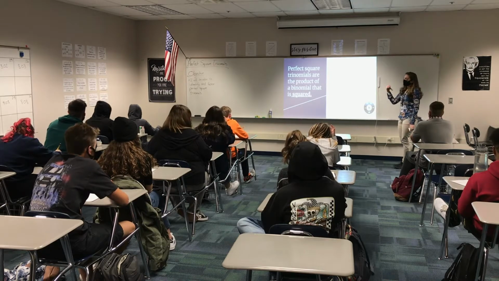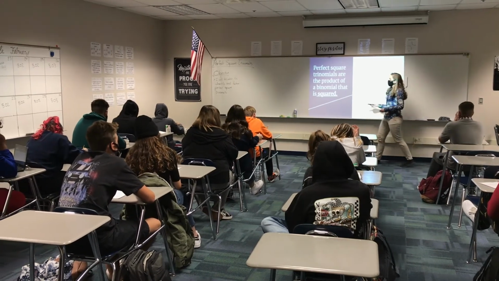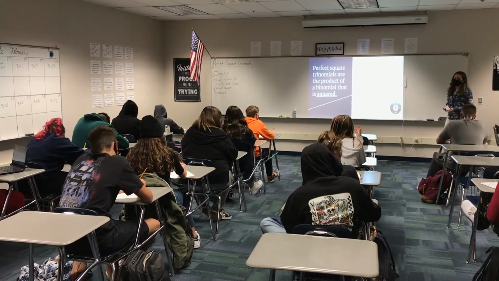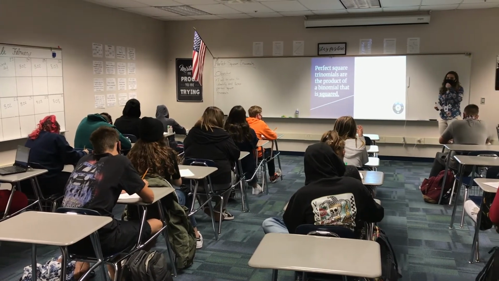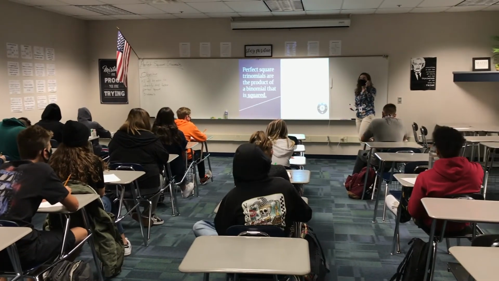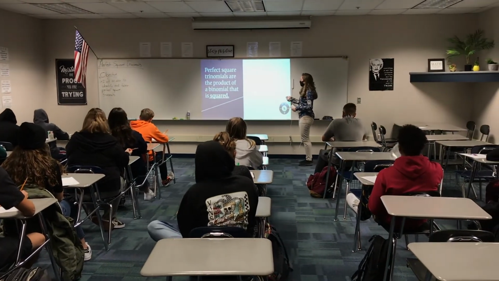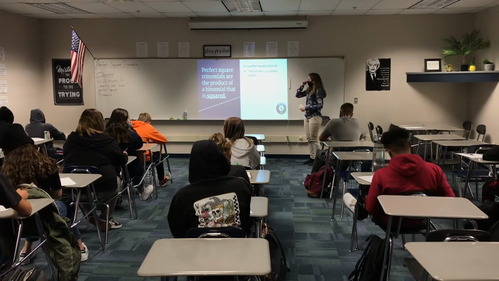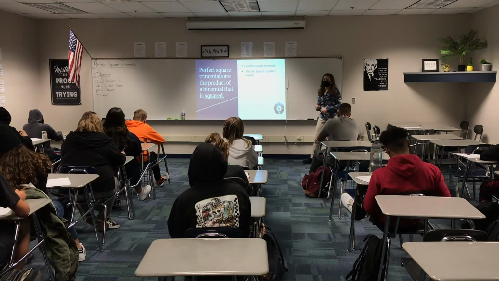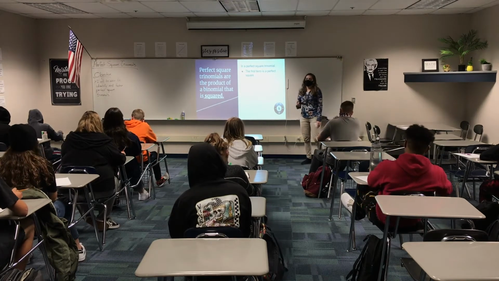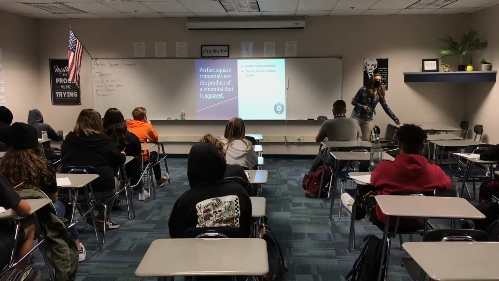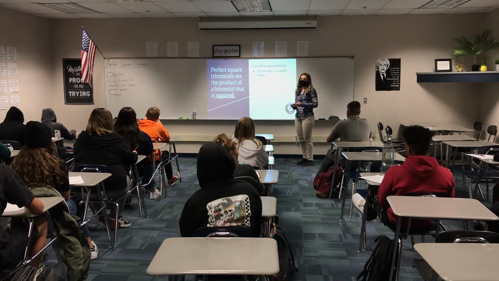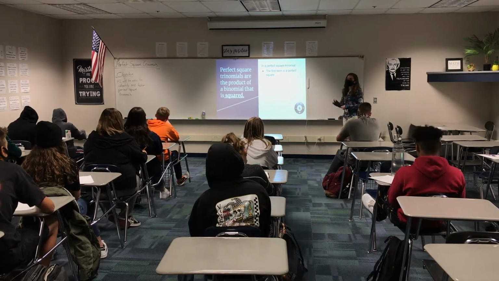So the first thing on your notes, perfect square trinomials are the product of a binomial that is squared. Okay? So what's a binomial? 2 terms or 2 monomials. Good job. All right, so in a perfect square trinomial, the first term is a perfect square. Okay? What is a perfect square? Can anybody remind me? 4 sides that are the same, like a square. All right, what about a number?